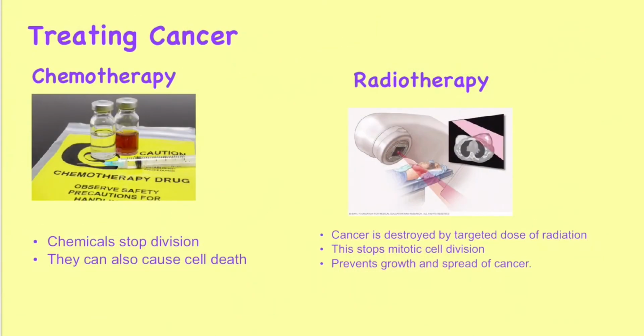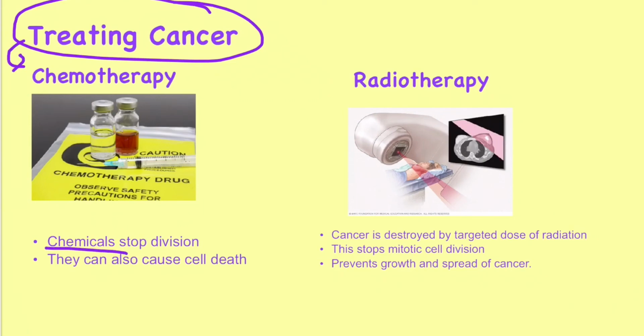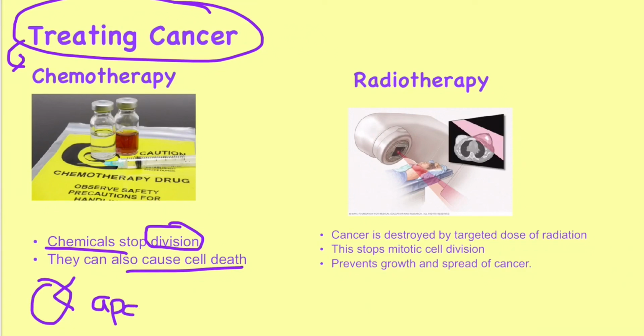Alright, so to wrap up the video, we're going to talk about how cancers are treated in modern day medicine, and we're going to talk about two ways this is done. So, first of all, we have chemotherapy. Chemotherapy is where chemicals are injected into the body, and what these chemicals do is they either stop the division of the cancerous cell via mitosis, and this prevents its growth and spread around the body, or they can cause cell death. What I mean by this is these chemicals can cause the cancerous cell to kill itself, essentially. And this is a process known as apoptosis.